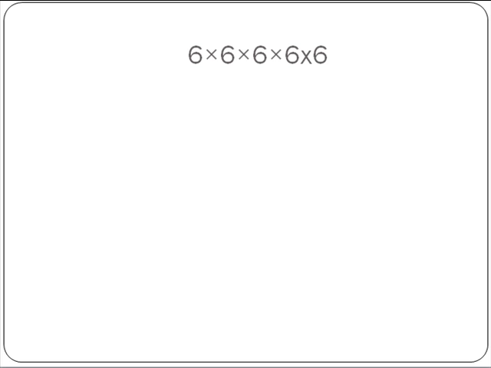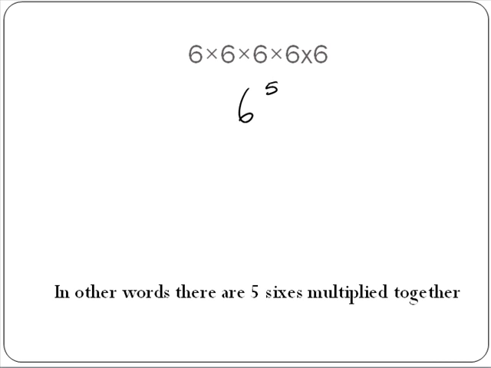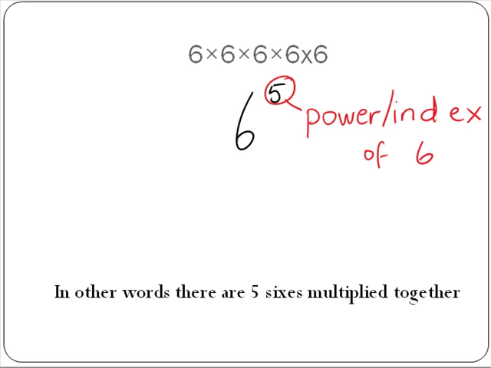6 by 6 by 6 by 6 by 6 can also be written as 6 to the power of 5. In other words, there are 5 sixes multiplied together. 5 is called the power, or the index of 6. The plural of index is indices. 6 is known as the base.